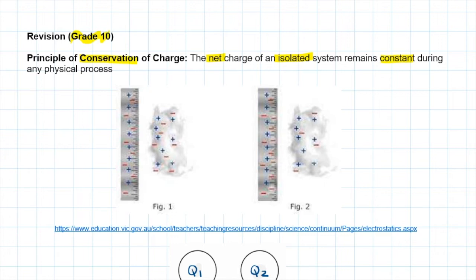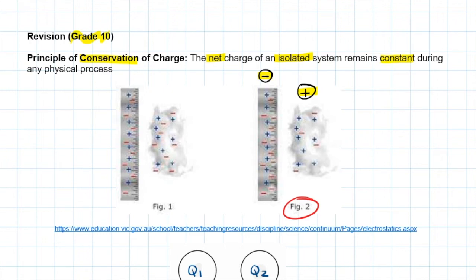So if we look at figure number 2, we see that the ruler is negatively charged. We can tell this by the fact that there are more negatives drawn on the ruler than positives. The cloth on the right hand side is positively charged because there are more positive charges than negative charges on this cloth.